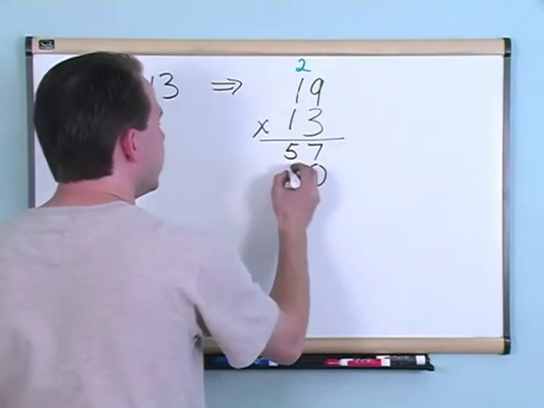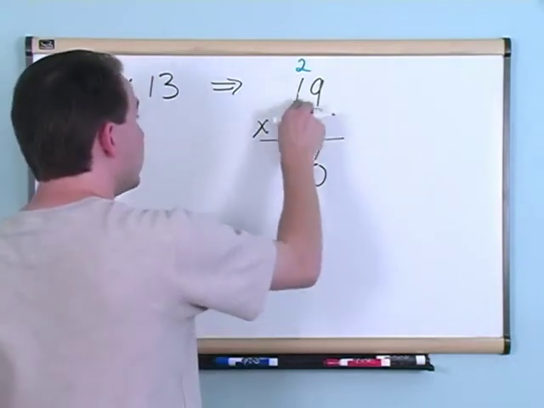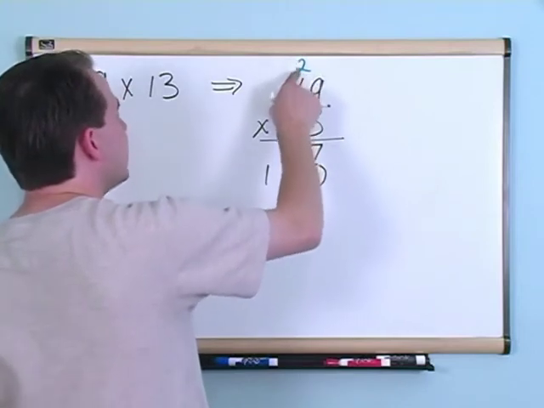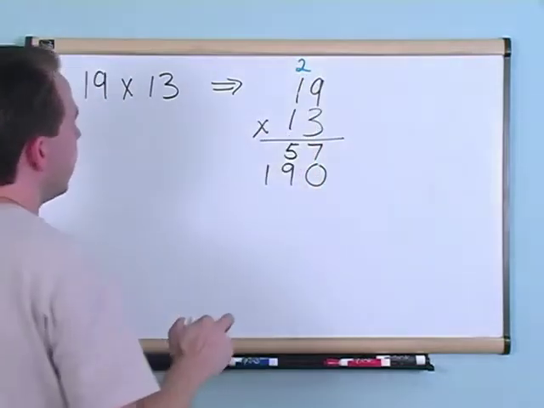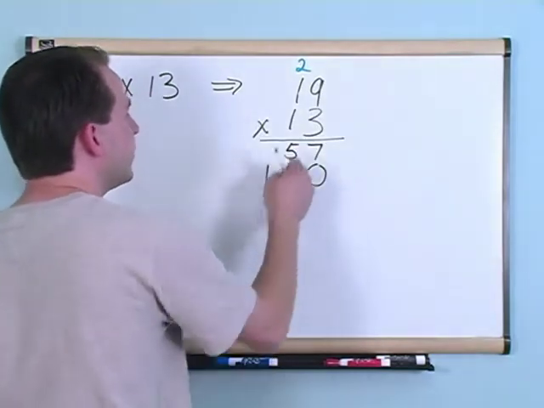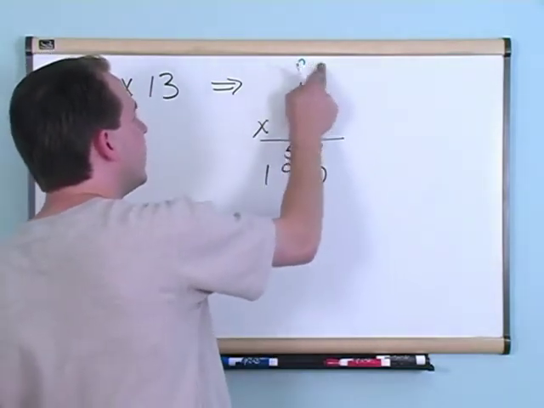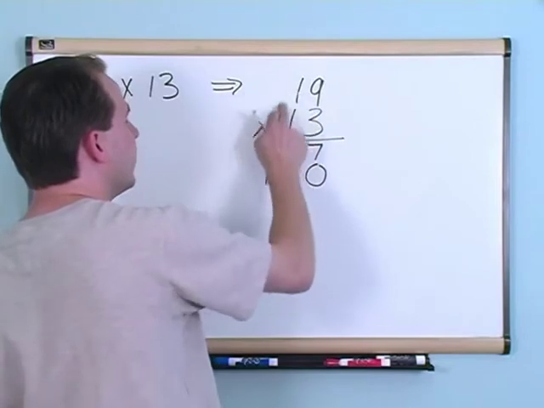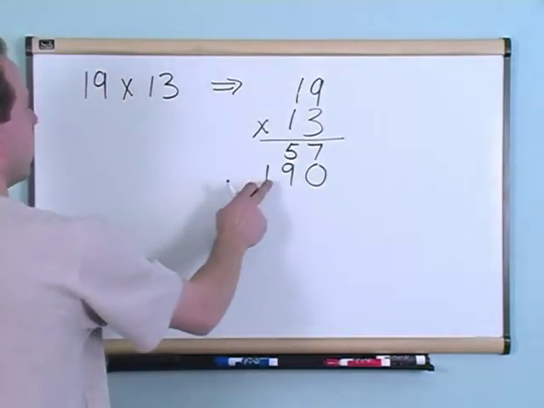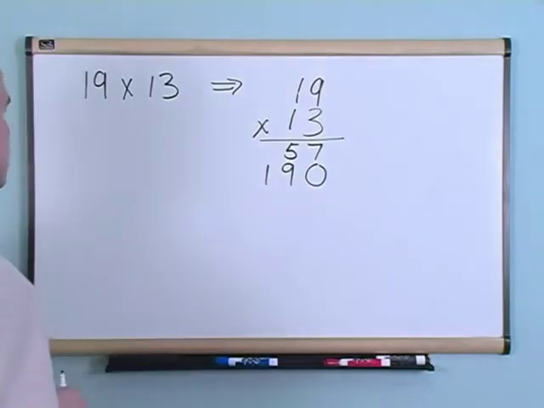1 times 9 gives me 9, and 1 times 1 gives me a 1. Now this 2 here has nothing to do with this multiplication, okay? Because remember, we only put this 2 because of the 9 times 3 gave us the 27. So you basically totally ignore it and just forget about it when you're working with the other multiplication over here. So 1 times 1 gives us 1, okay?